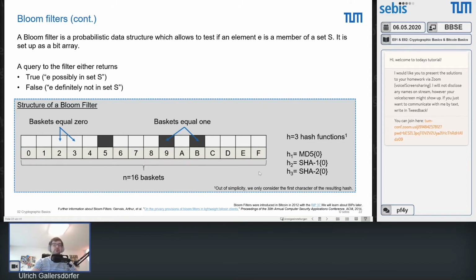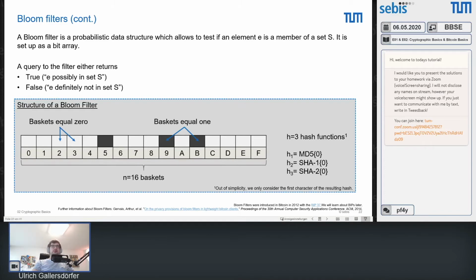What we can do with a Bloom filter is, we have two stages. Basically, we can fill it up, so we can add elements to the set, and the second step, we can search for elements within this Bloom filter. So that works quite good.